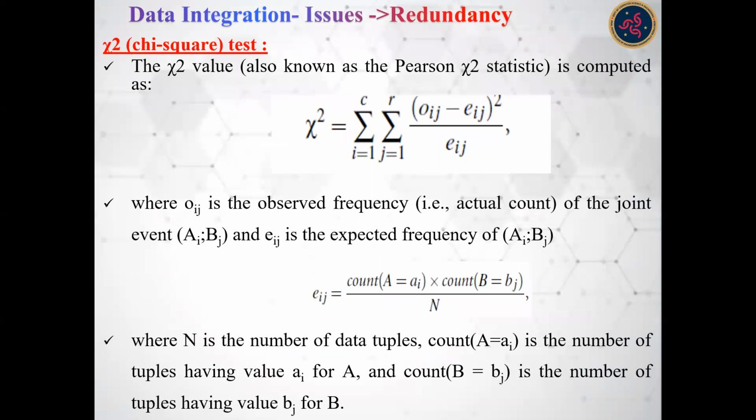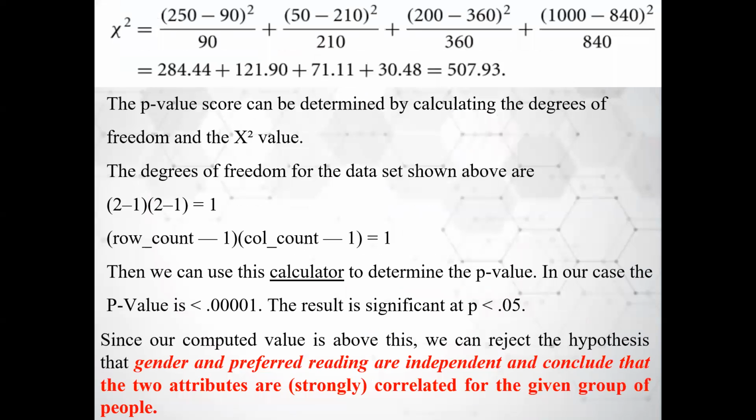So by using the formula, that is sigma of observed minus expected, the whole square divided by expected E_ij, the equation applies here. Observed is 250 minus 90, divided by the corresponding expected value, that is 90. So 250 minus 90, the whole square divided by 90, plus summation.